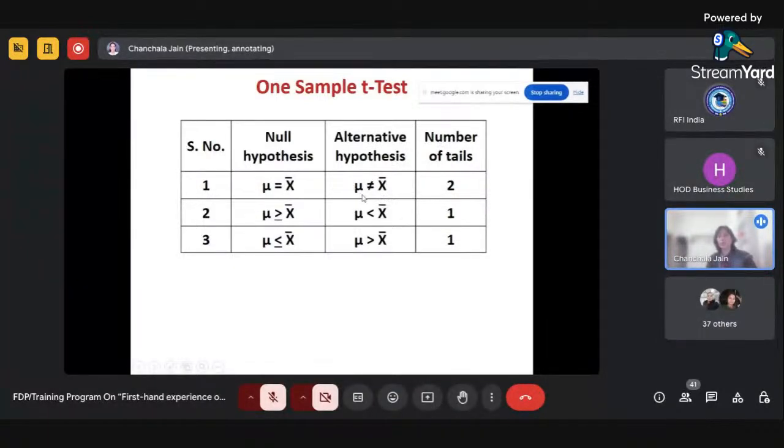That means it is showing not equals to, meaning is very simple. It can be either greater than or it can be less than, but I have not mentioned it clearly. So that is why it can fall on either of the tails, right? So that way two tails are involved here.